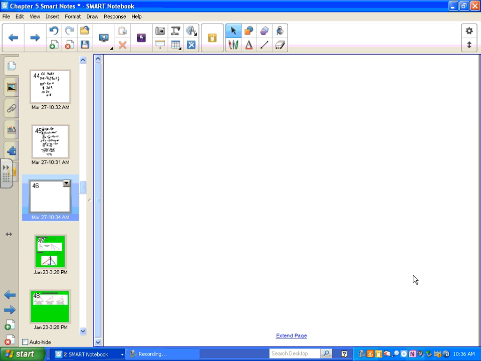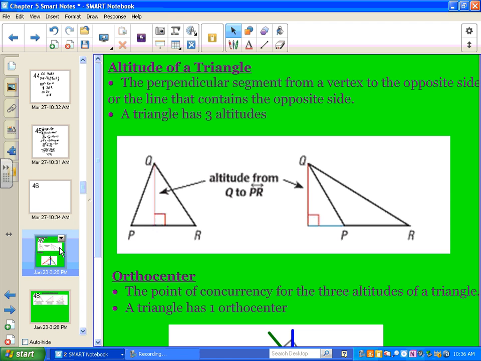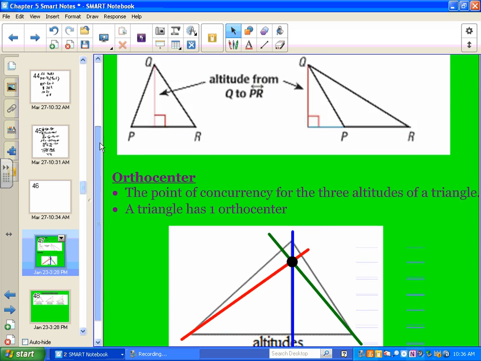Amber. 3, and those 3 altitudes are what, Amber? So that means they have a what? Pierce, what's the point of concurrency? Orthocenter. Very good. So that's what we looked at yesterday. We looked at the definition of altitude, and then we looked at the orthocenter.